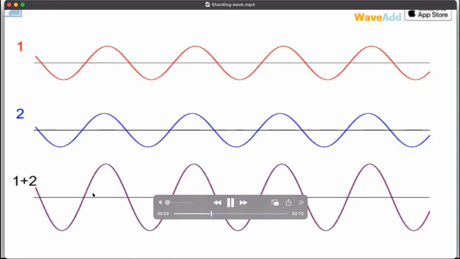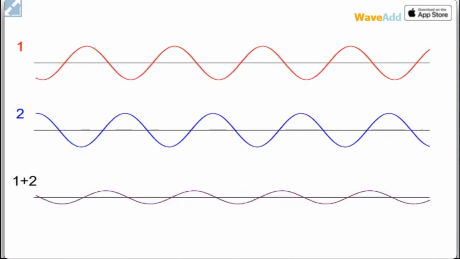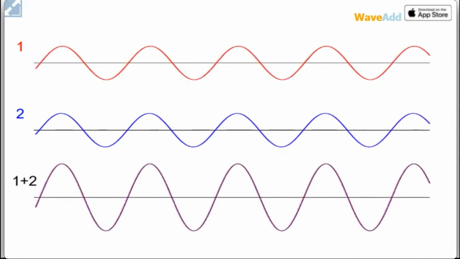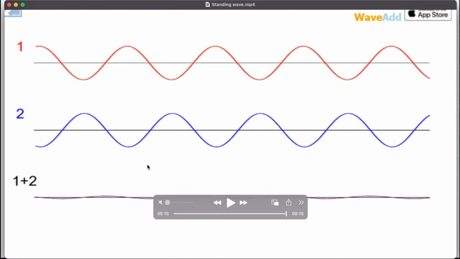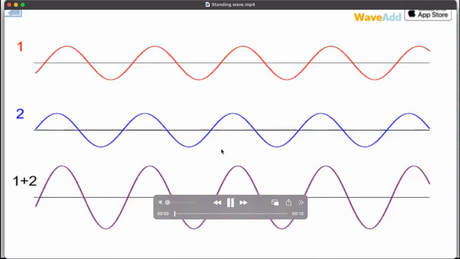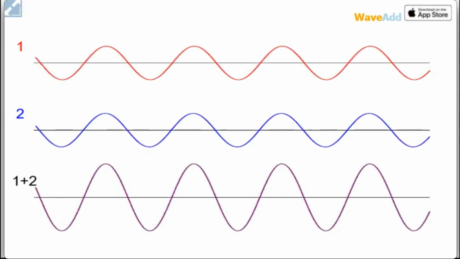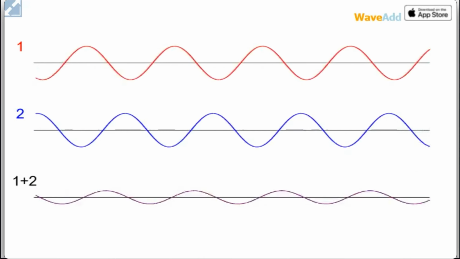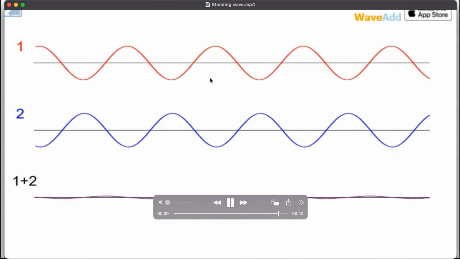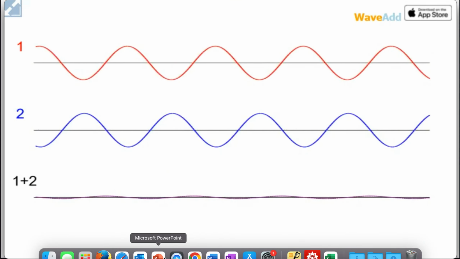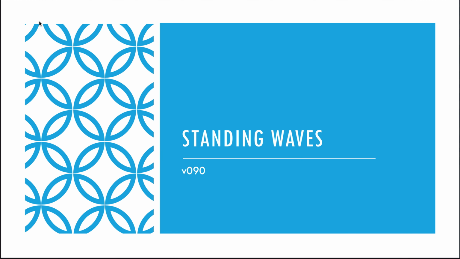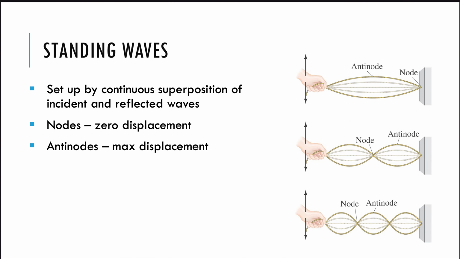So you can see that the result is this purple wave, and it appears to be standing still, right? It doesn't appear to be moving left or right, it just appears to be moving up and down. And this is because of constructive and destructive interference that happens when these two waves combine. So let's take a look. So standing waves are set up by continuous superposition of incident and reflected waves. That's what we just saw.